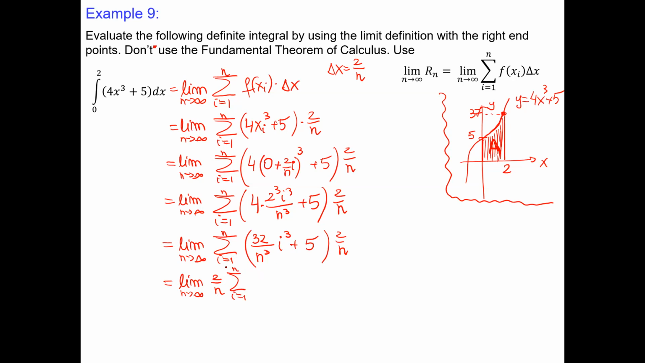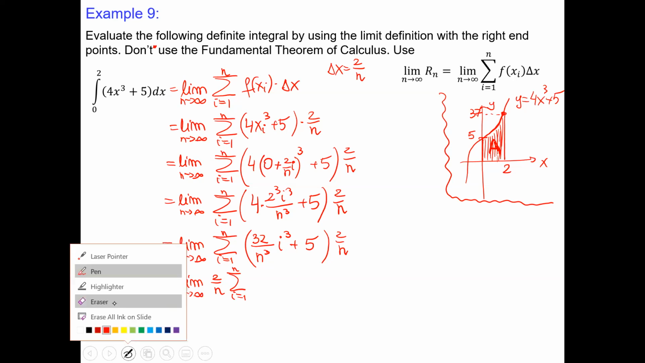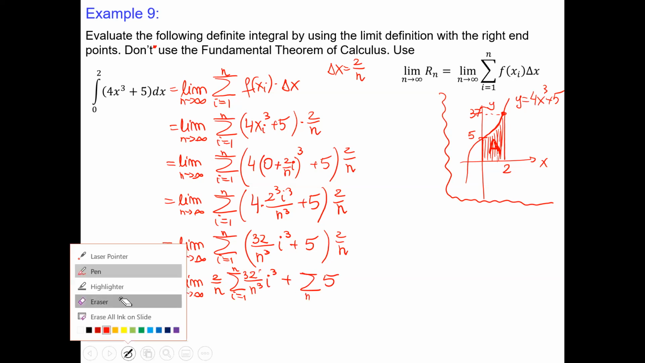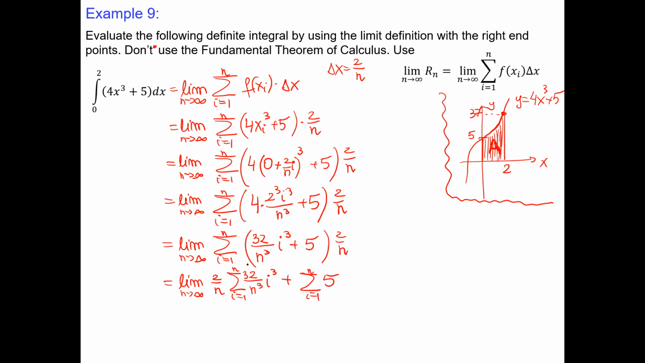And I can also rewrite this as a summation of 32 over n cubed times i cubed plus the summation of 5, which is also a constant. We need a couple of sigmas from 1 to n, because 2 over n, I kind of distributed. The summation of the addition is just the addition of 2 summations, addition of 2 sigmas. Okay, limit as n goes to infinity, we will need this.